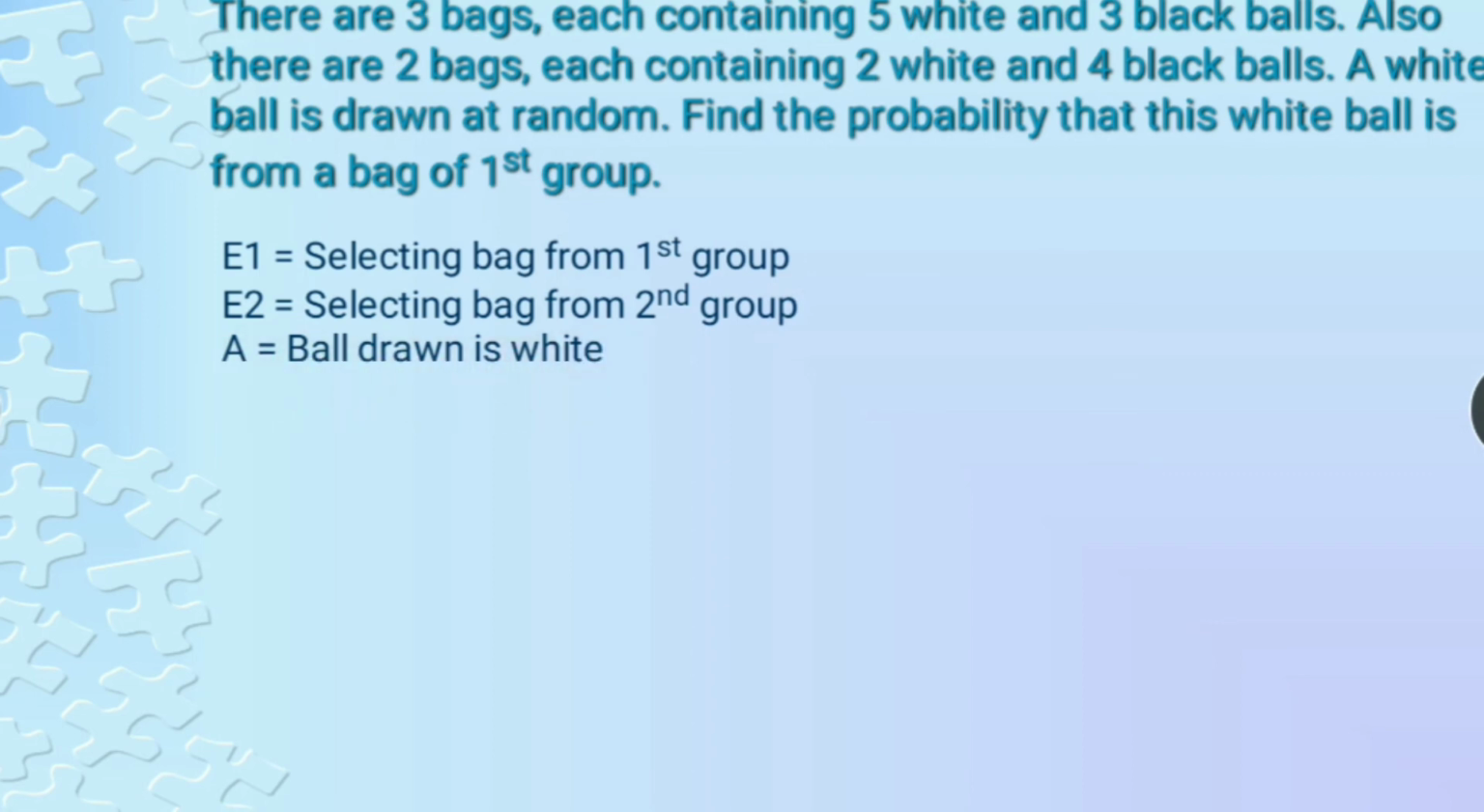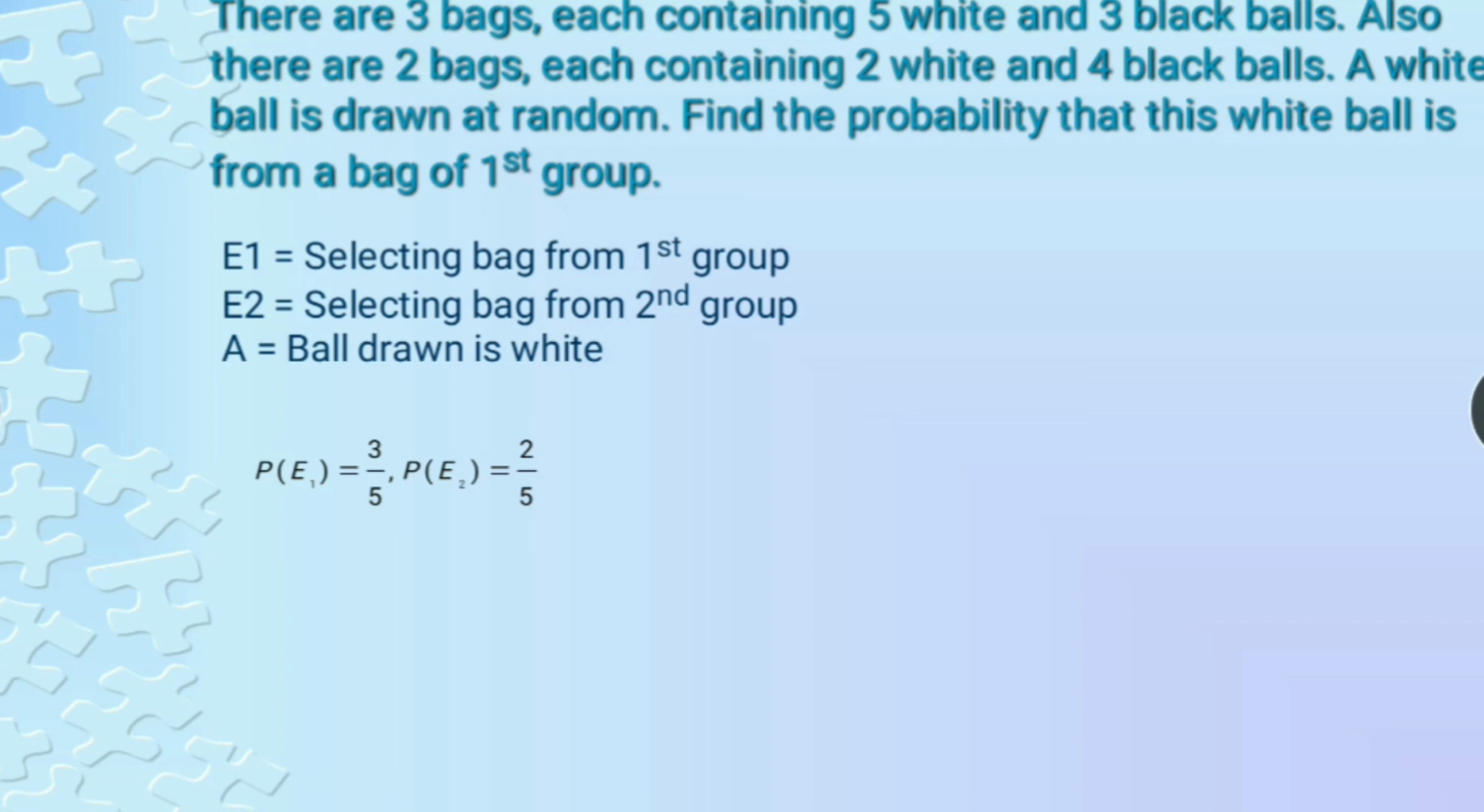So what we need to find out? We need to find out the probability that it is white ball from a bag of first group. So we need to find probability of E1 given A. Let's see what all we have with us. What will be the probability of E1? Probability of E1 is selecting bag from first group. So in first group we have 3 bags, and in second group we have 2 bags. So total number of bags are 5. So probability of E1 will be 3 upon 5 because there are 3 bags in the first group. Similarly probability of E2 will be 2 upon 5 because there are 2 bags in the second group.